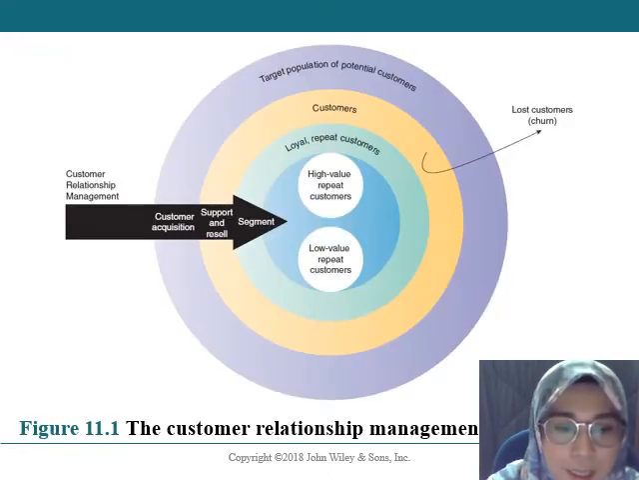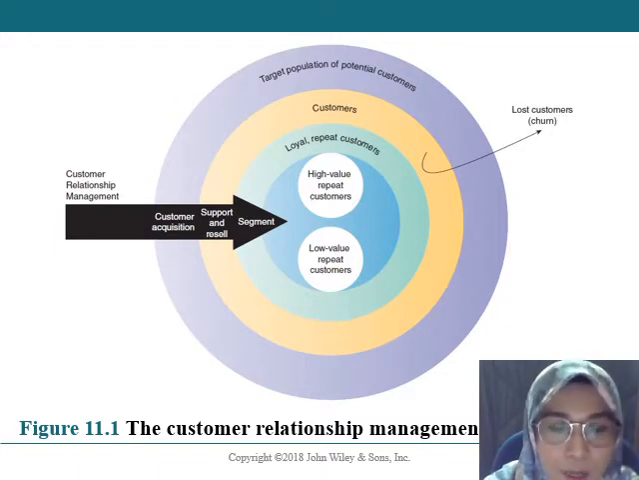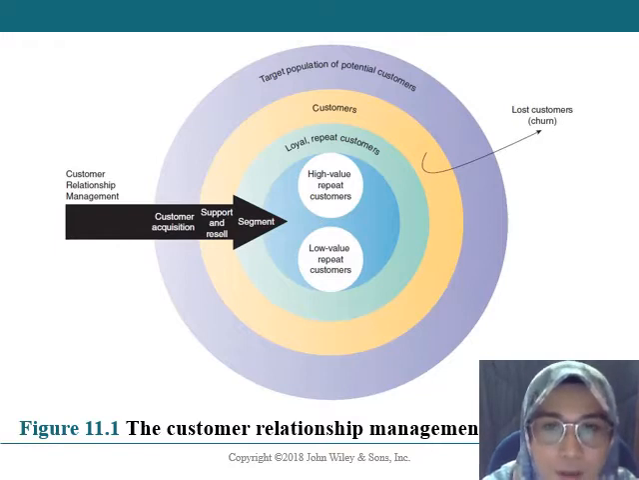So as you can see in this figure, the customer relationship management is used for customer acquisition, to support and also to resell. So what are the roles of the customer relationship management ni sebenarnya, untuk get the target population of the potential customer, to get the customer, and also to get the customer that are loyal and repeat customer. So they will use the two types of CRM tadi yang madam kata, where we have a low end CRM and also we have a high end CRM.